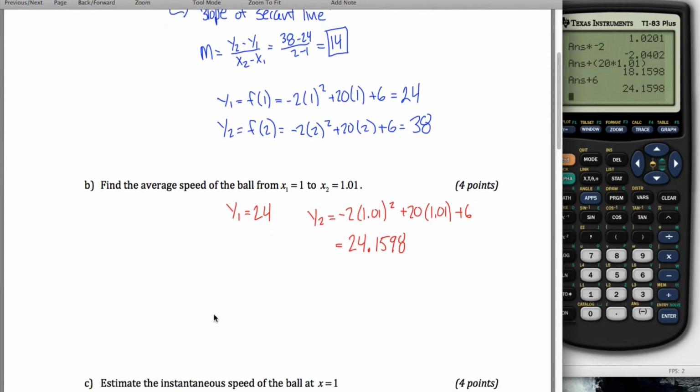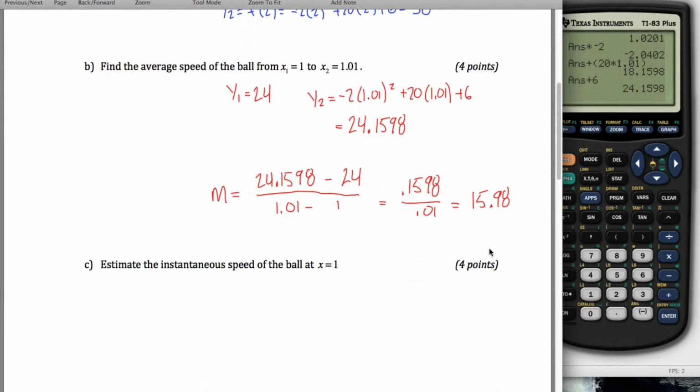Now I know everything I need. M is equal to y2, 24.1598, minus y1, 24, divided by x2 minus x1. Looks like it's 0.1598 divided by 0.01, or if you multiply the top and the bottom of this fraction by 100, you get 15.98. The average speed from time 1 to 1.01 is 15.98.